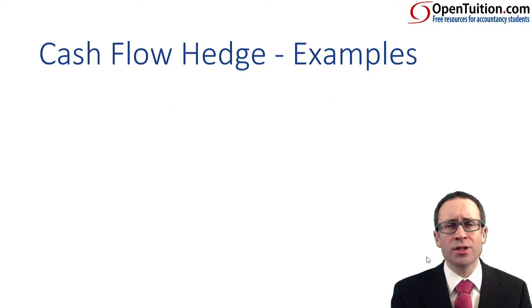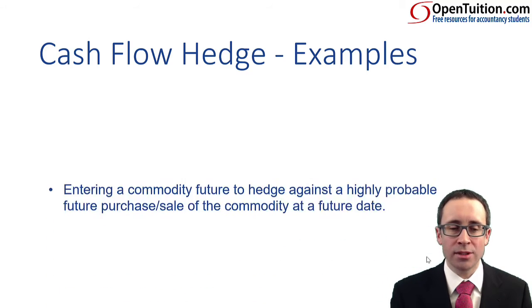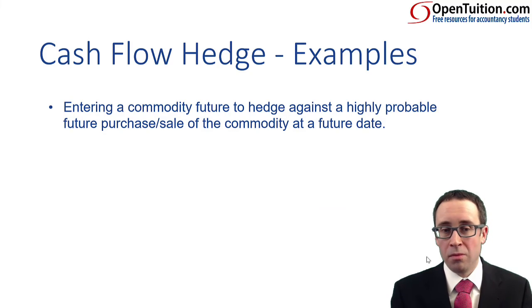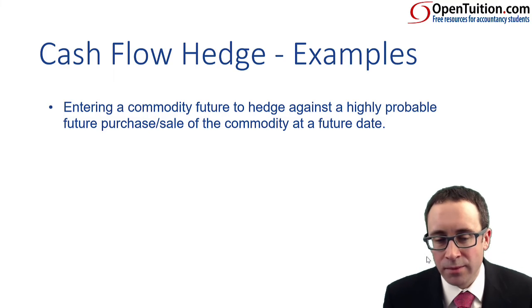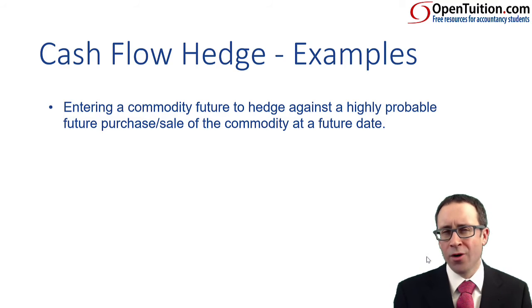In terms of examples, just to keep an eye out for what you could get within the exam, in terms of maybe having to identify or think about the accounting treatments. We've just looked at the purchase of oranges, haven't we? So that's entering into a commodity future to hedge against a highly probable purchase or sale of a commodity at a future date. We always see things as a purchase of a commodity as opposed to the sale, but IAS 39 currently goes through there and covers both. We just focus more on the purchase.